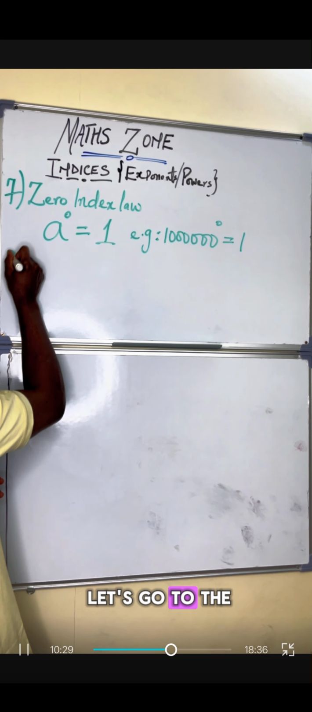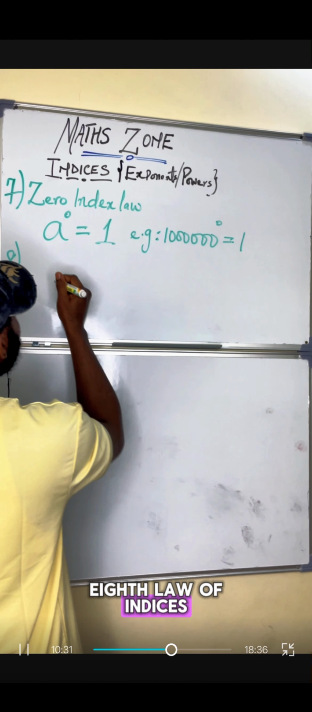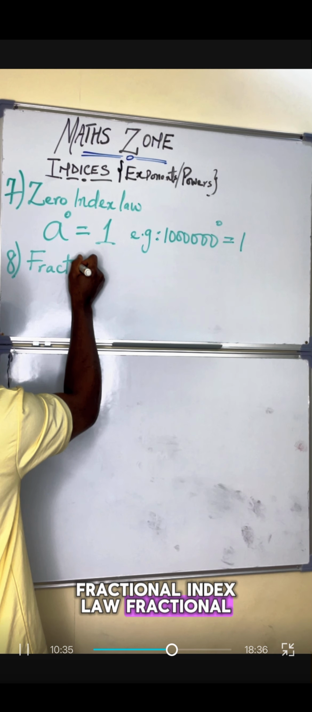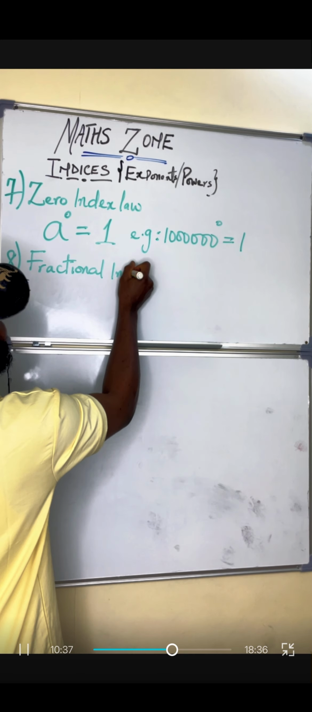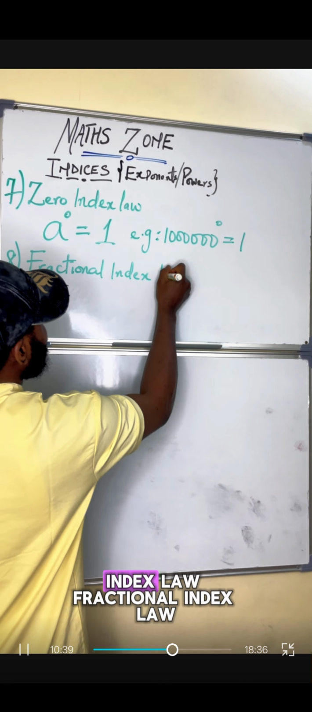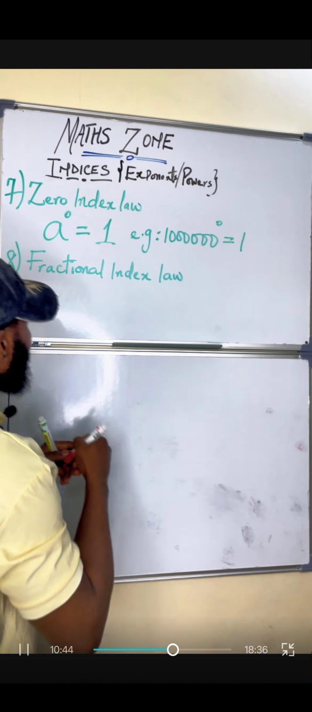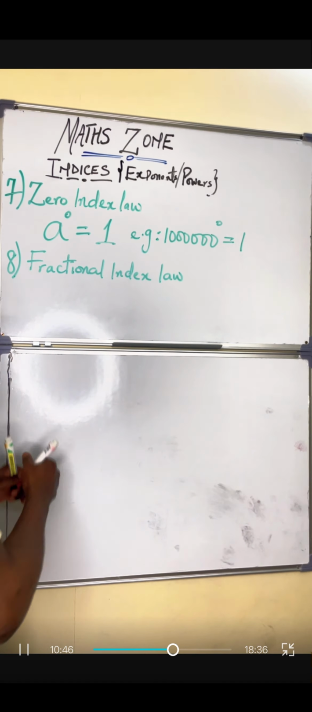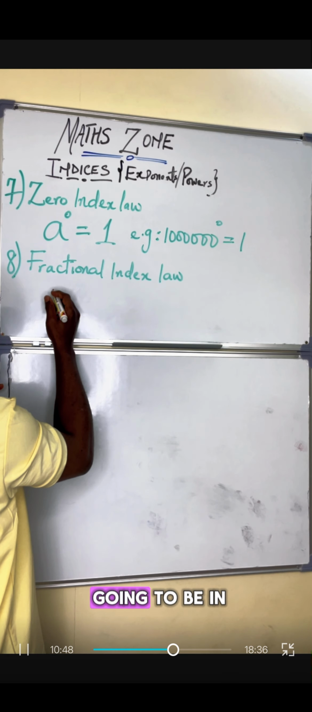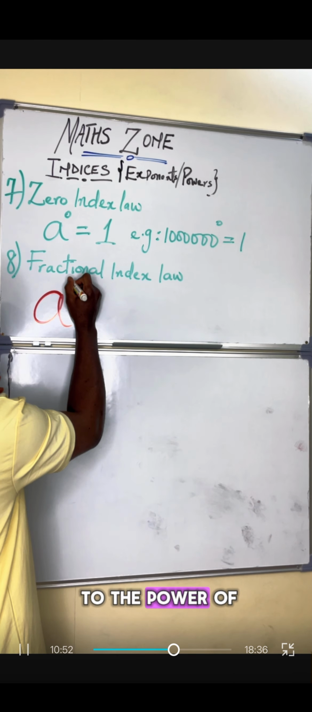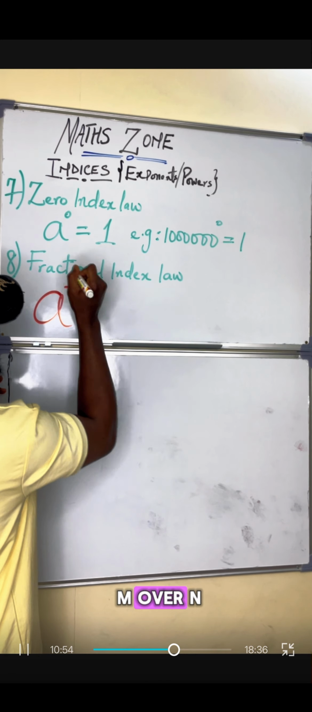Now let's go to the 8th law of indices. We call it the fractional index law. This means that the power is going to be in the form of a fraction. Let's say a raised to the power of m over n.